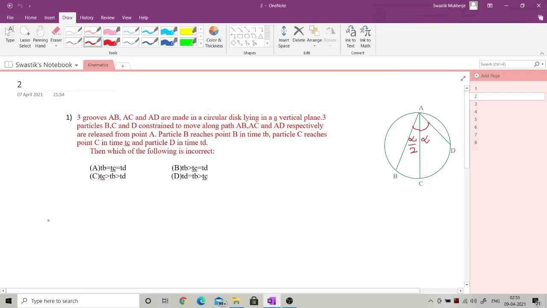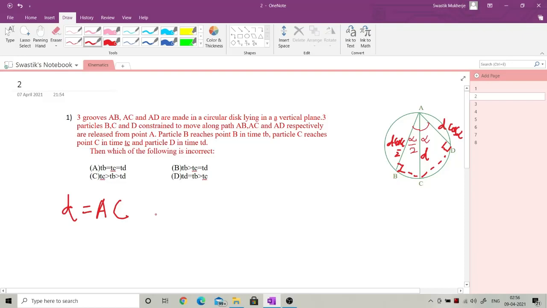Okay, so let's consider the diameter of the circle first. Let it be D. And let's say this distance is AB. Now since this is the diameter, this is 90 degrees. Also this is 90 degrees if I draw a line here. So if this is D, this is D cos alpha by 2, and this is D cos alpha.